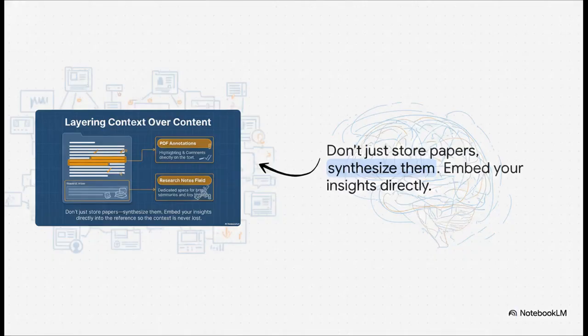A really great library isn't just a collection of papers. It's a collection of your thoughts about those papers. So don't just store them, synthesize them. Use the PDF annotation tools to highlight and make quick comments right there on the text. And then use the dedicated research notes field for your bigger picture summaries and key takeaways. When you do this, the crucial context, the stuff in your head, never gets lost.